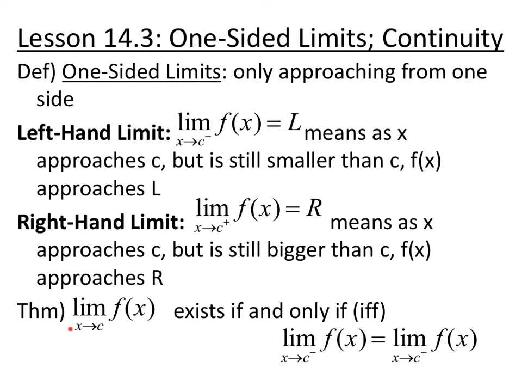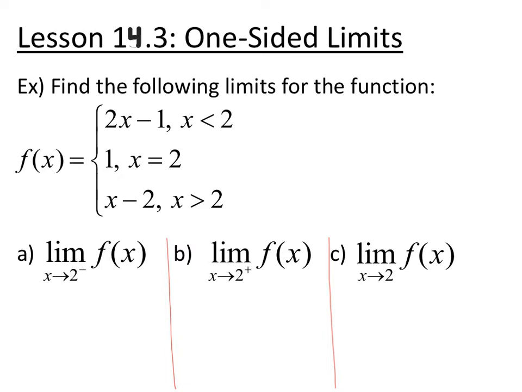The limit as x approaches c of f of x exists if and only if your two left and right hand limits are equal to each other. So it's approaching the same thing from the left and the right. One-sided limits are especially helpful when you have piecewise functions. So here we have a piecewise function where the split value is 2.